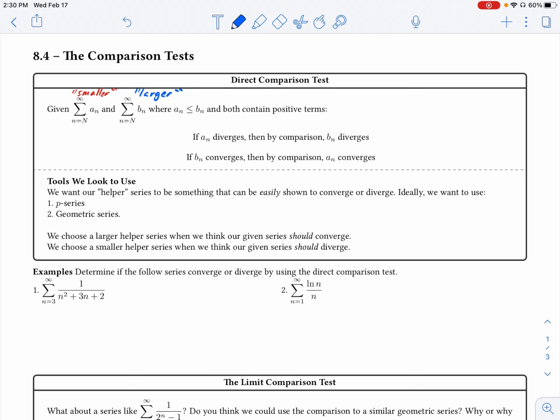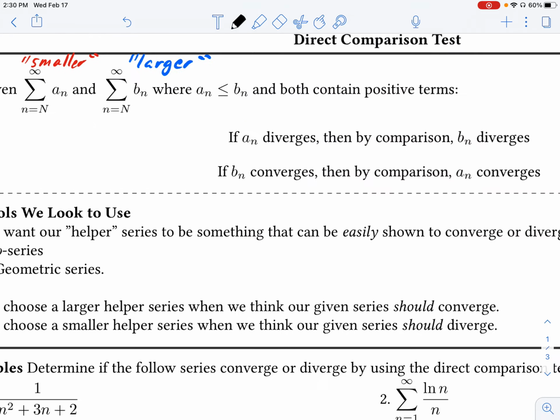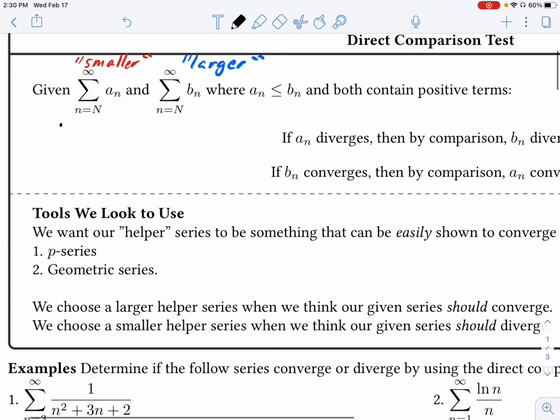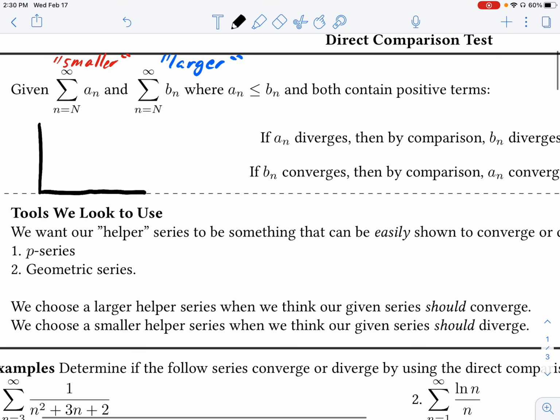So let's just think about this for a second. While this graph that I'm about to draw doesn't show exactly what's happening with series, I think thinking about them as functions gives us a good sense of why this intuition makes sense. If A sub n is our smaller series, let's draw a series that diverges. So for example, let's say the terms are slowly getting larger. Something like that. We'll just say that this is A sub n.